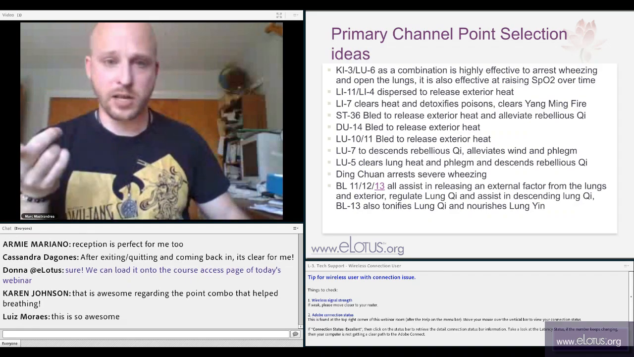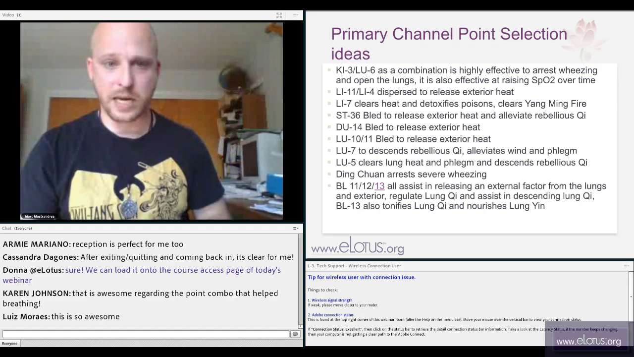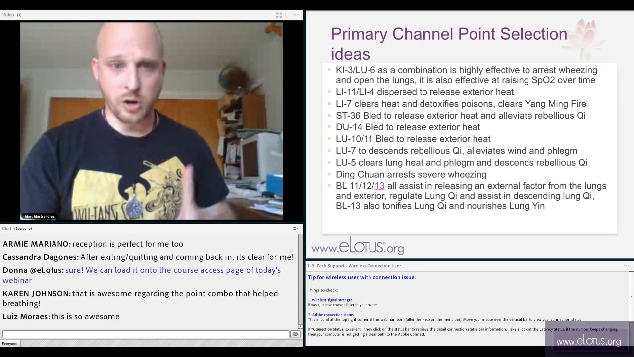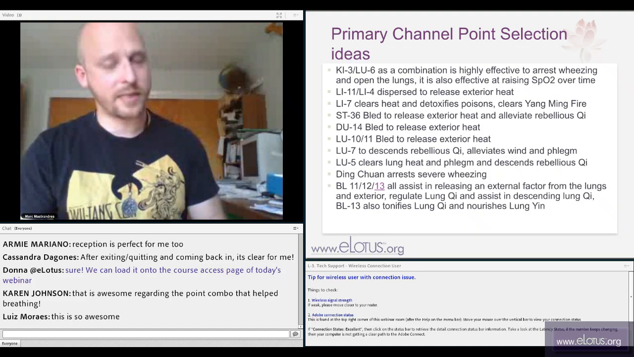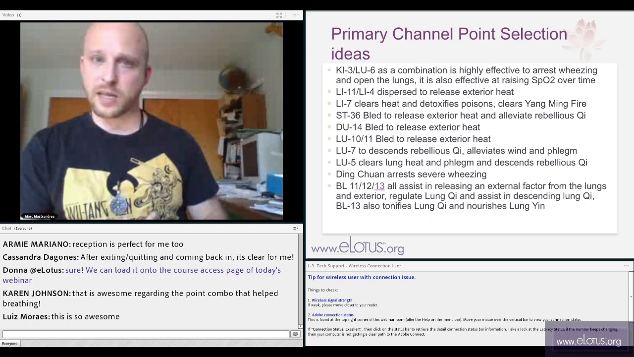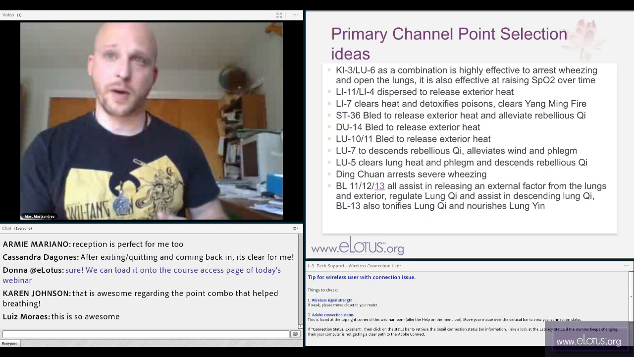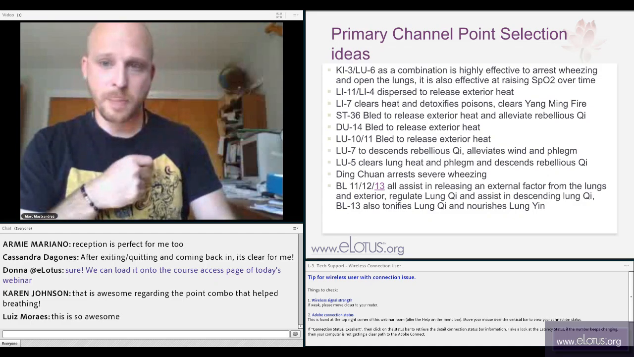Another one, obviously large intestine 4, large intestine 11, dispersing exterior heat, very common for dispersing heat. Large intestine 7 clears heat and detoxifies people, especially when you have yang ming fire, and you get this a lot in COVID patients, right? Especially if it comes in the digestive area. I've had a COVID patient, one of my first ones early on in February, who worked at the Navy base in Virginia.